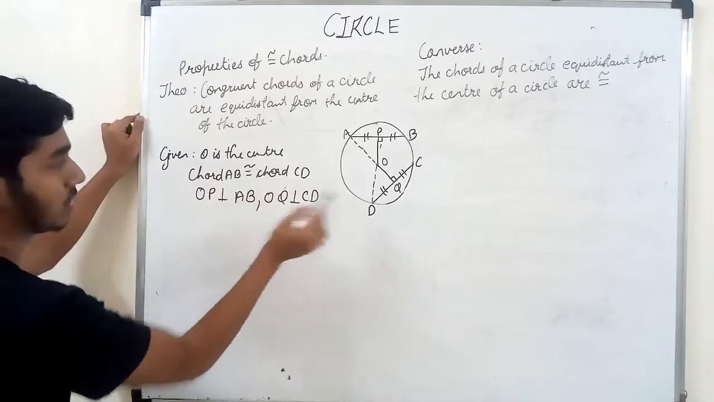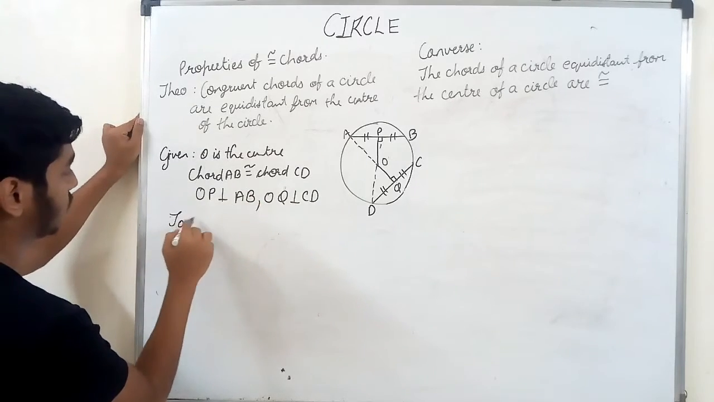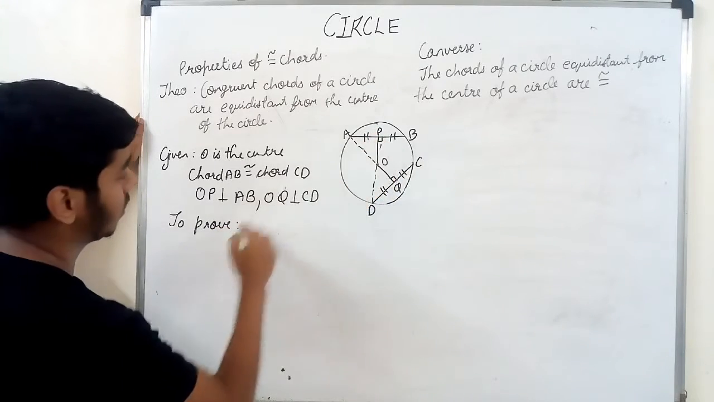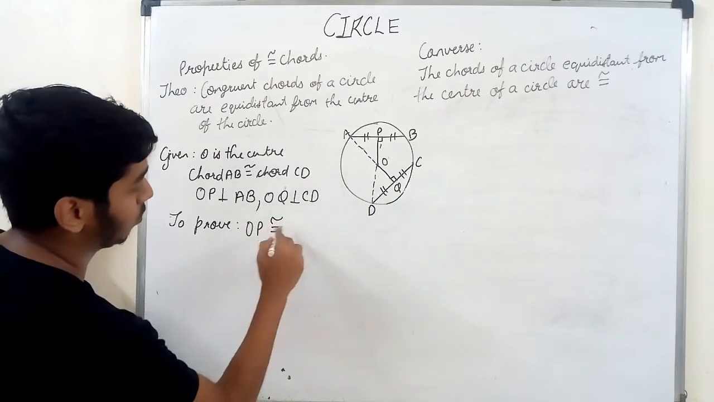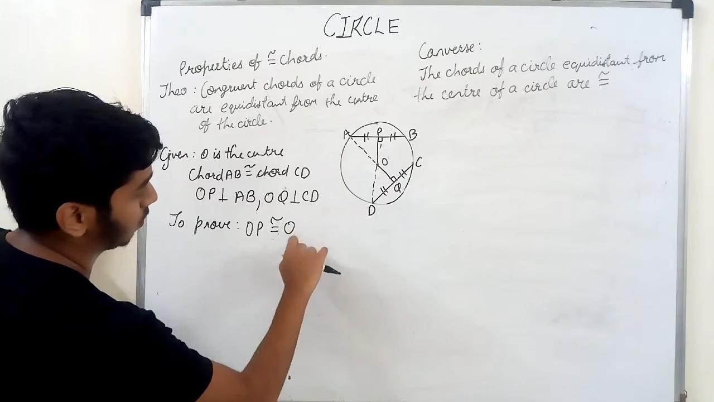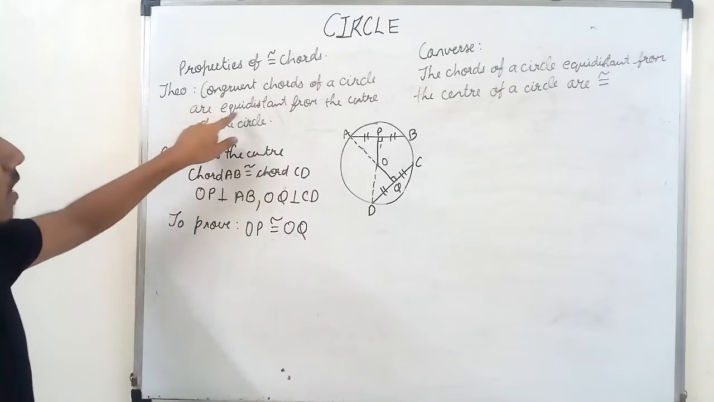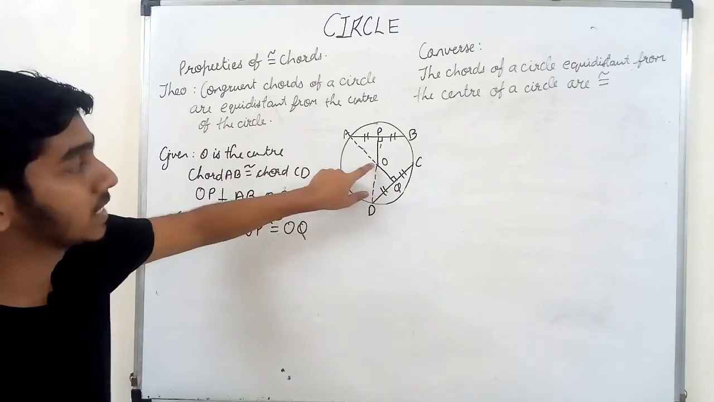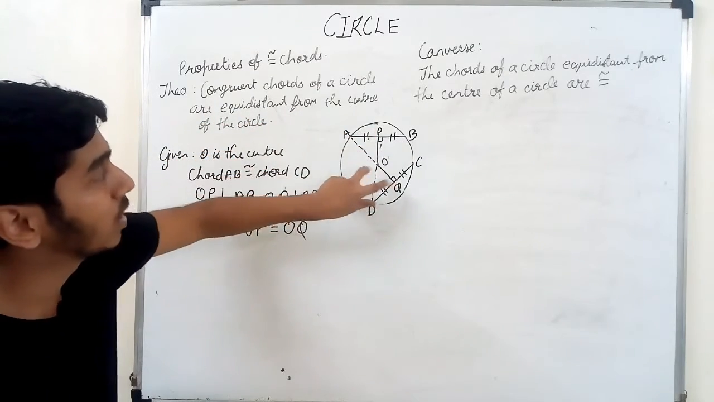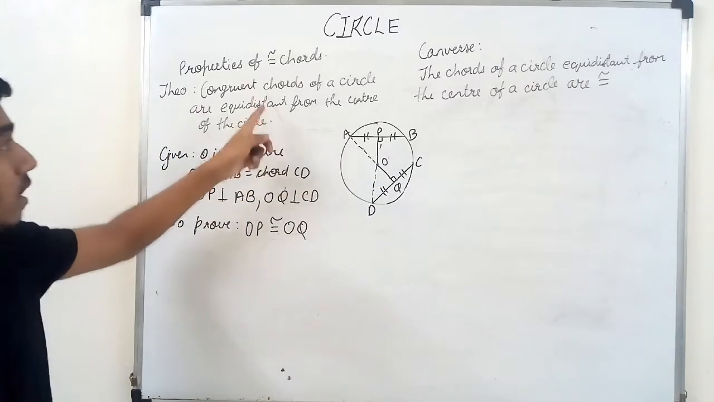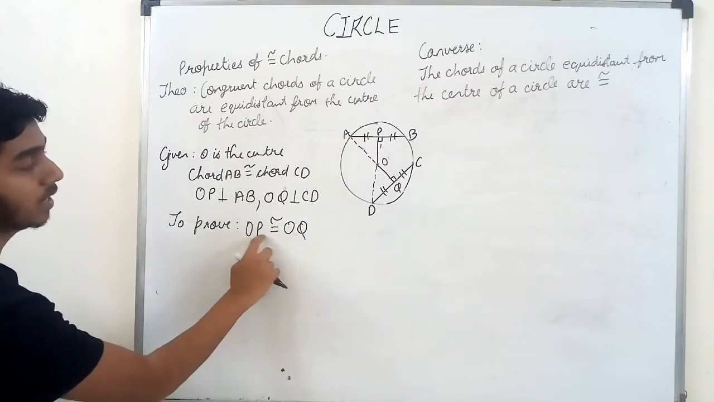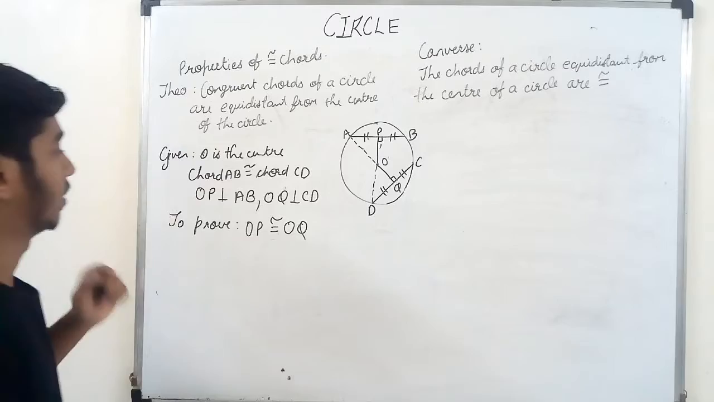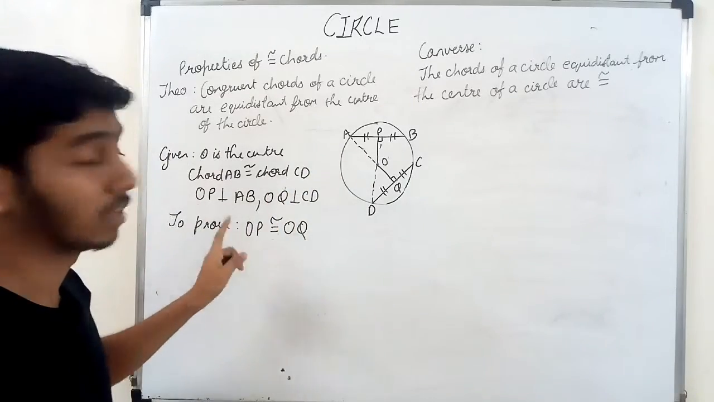Now this is given to us. We are supposed to prove OP is congruent to OQ. Why? Because we have to say that congruent chords AB and CD are equidistant from the center. So OP and OQ should be the same, meaning equal or congruent. Therefore, this is what is given and this is to be proved.